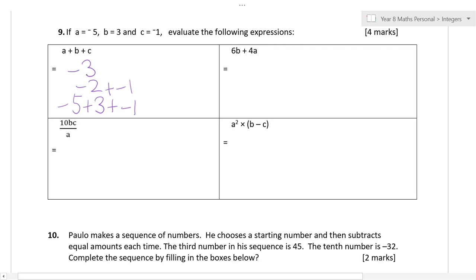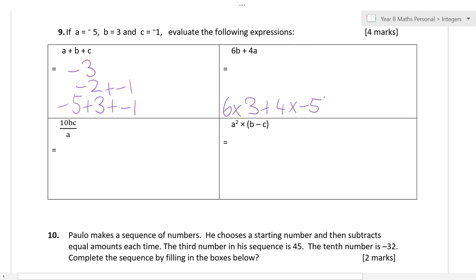What is this called starting with S? When I get this 6 and I multiply by B, we're doing what? Substitution. That's what we're doing, girls. Okay. What do you got? So 6b, which would be 6 times 3 plus 4 times a, which is -5.